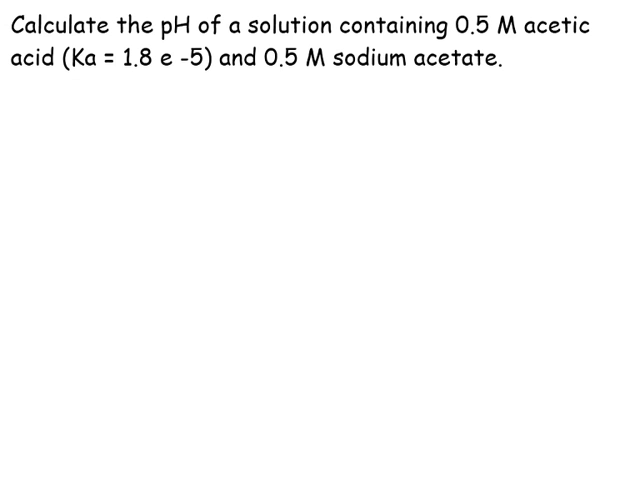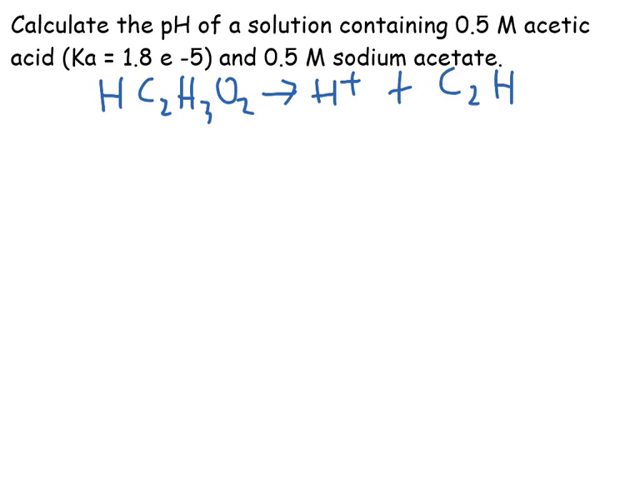Okay, so we want to calculate the pH of a solution containing 0.5 molar acetic acid and 0.5 molar sodium acetate. So as usual, let's start off by making a RICE table. So we start off with the reaction, which is HC2H3O2. I don't have to memorize it, but I'll just write it down. And that's going to dissolve to H plus and an acetate ion.